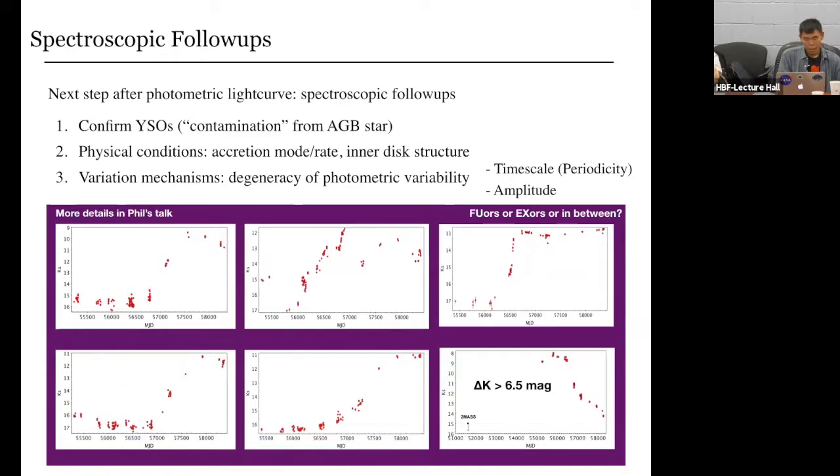At the last, we want to study the variation mechanism, because the photometric variability of the light curve can only tell us two pieces of information: one is the amplitude, and one is the time scale. But the real mechanism is actually hidden behind all of these light curves. I'm going to go back to this point at the end of my talk.